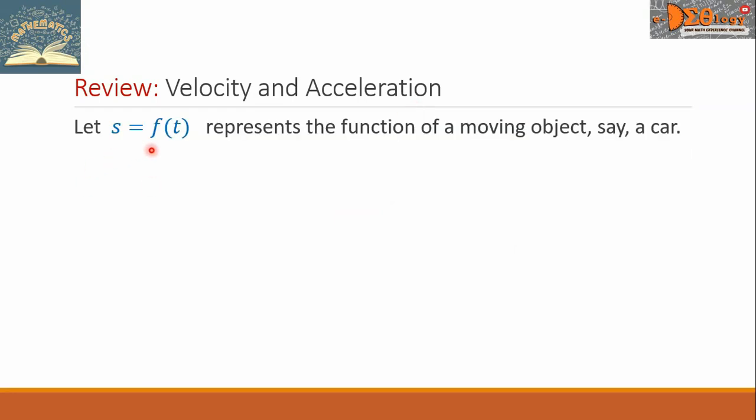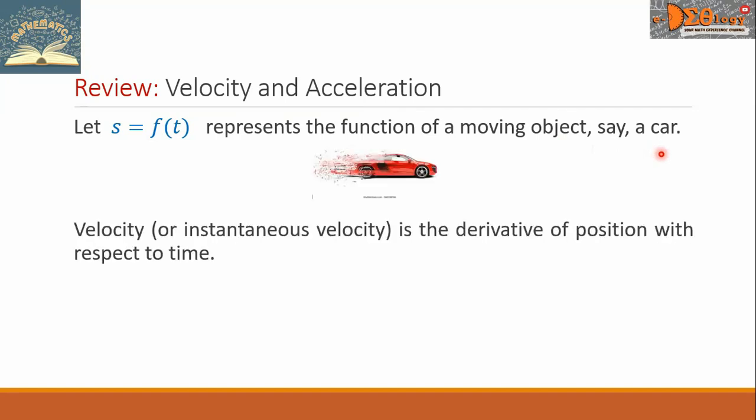Let s equals f of t represent the function of a moving object, say a car. Velocity, or we say instantaneous velocity, is the derivative of position with respect to time. So we write here v of t, where v stands for velocity, and this is equal to the derivative of this function. So we write here ds over dt.